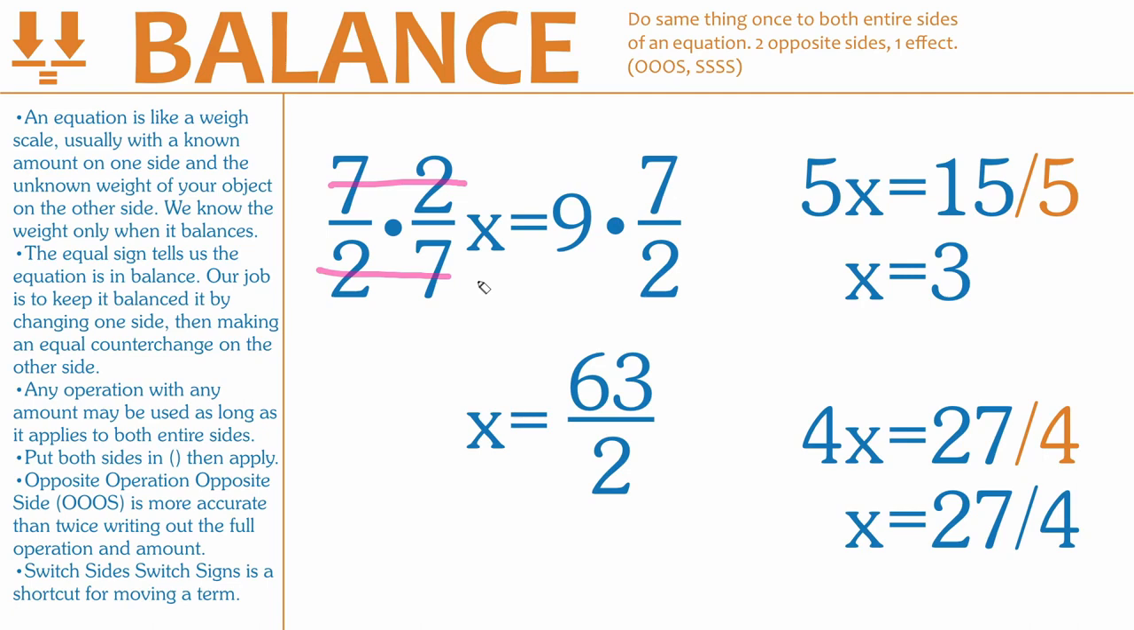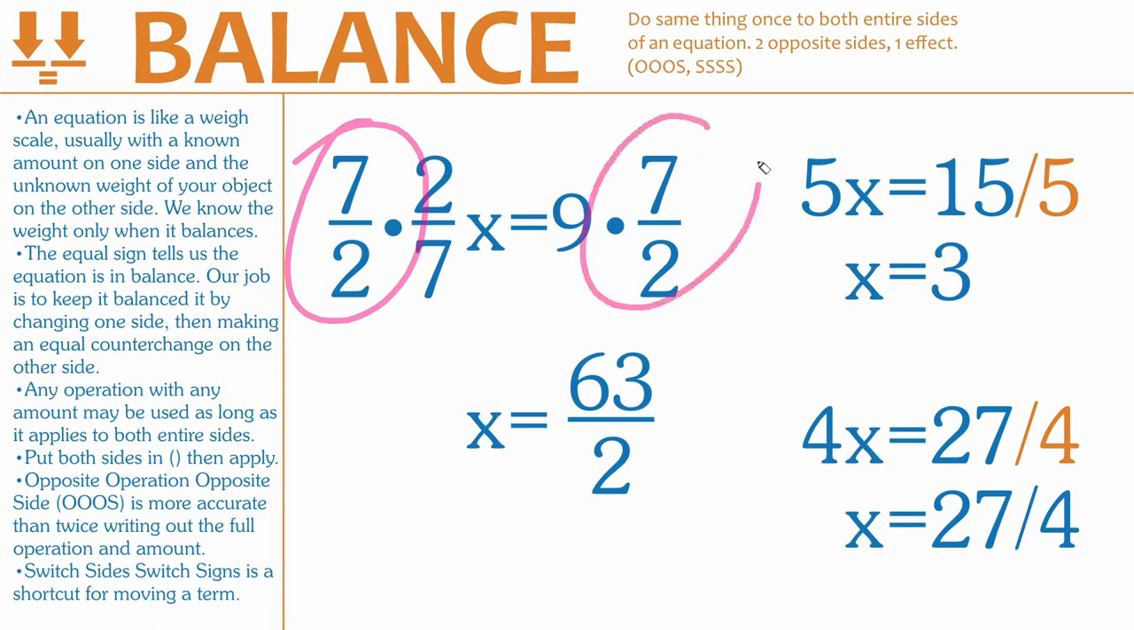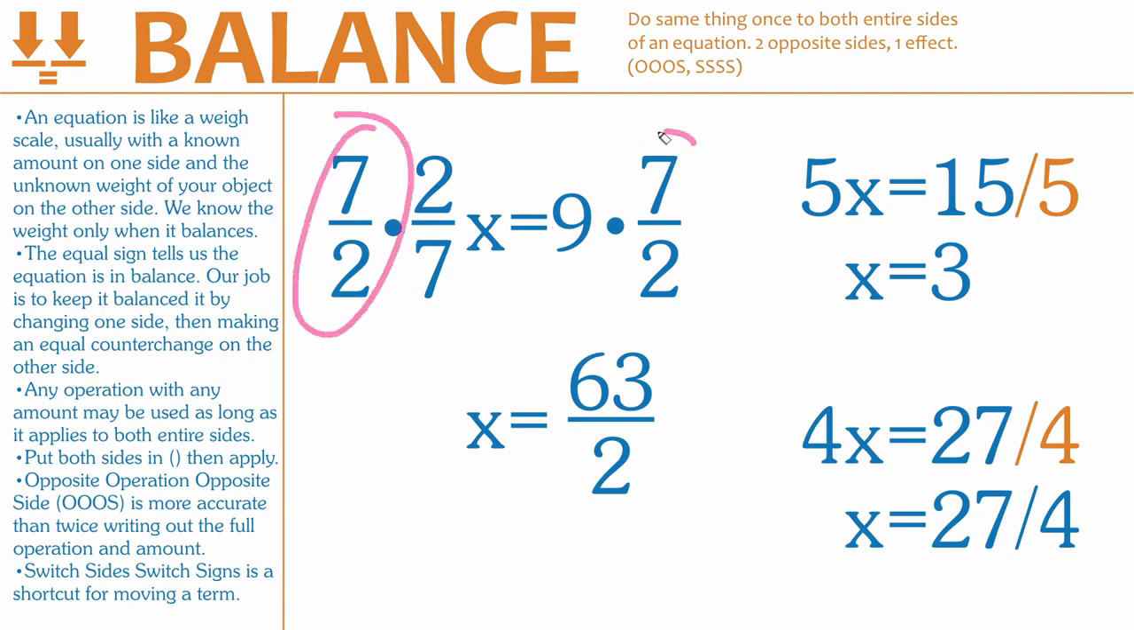1x is just x. But can I just multiply by 7/2 on one side and then call that good? No, as soon as I introduce that 7/2, I'm changing the value of the left, which now means it is out of balance from the right. So what do I have to do on the right? Well, do the same thing once to both entire sides of the equation. And the entire side, of course, here is just a 9. So both sides have been multiplied by 7/2.